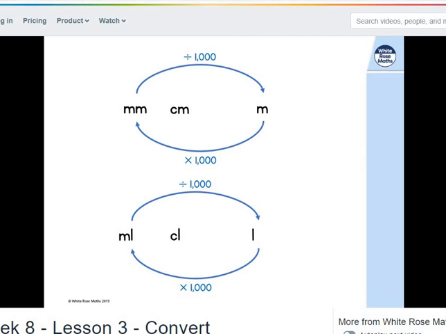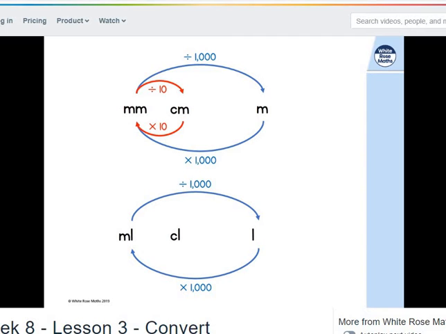How many times larger is a centimetre than a millimetre? Well, it would be 10 times larger. So to convert from millimetres to centimetres, I would divide by 10. And from centimetres to millimetres, I would multiply by 10.